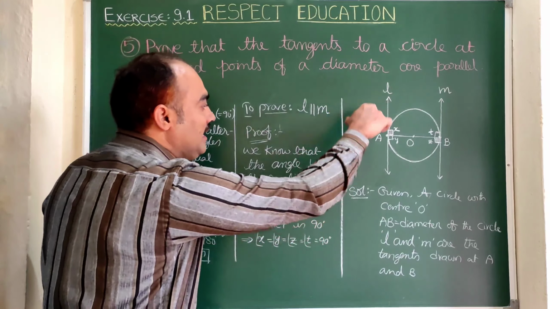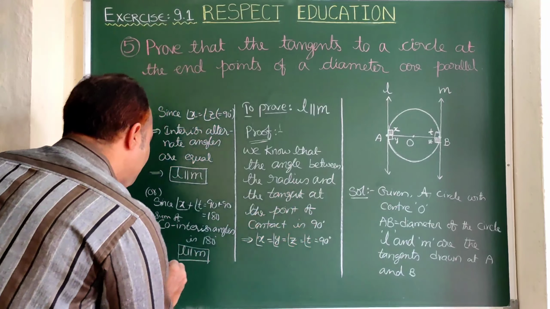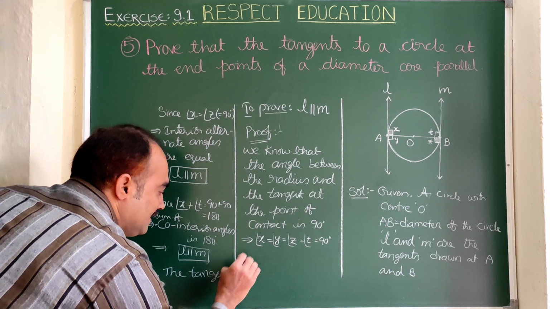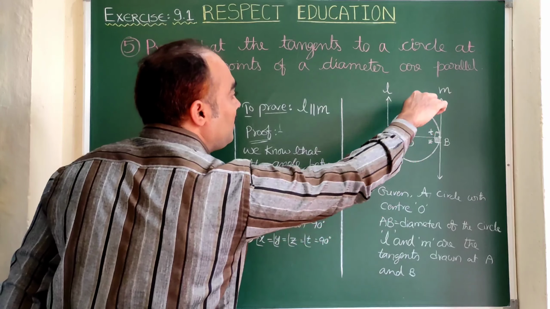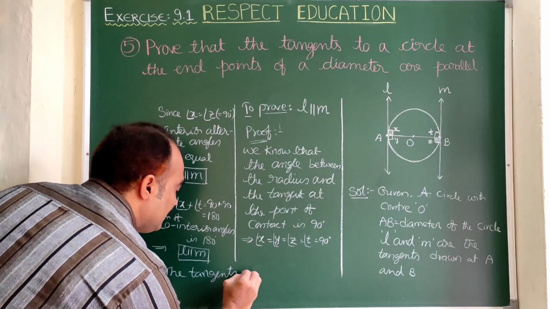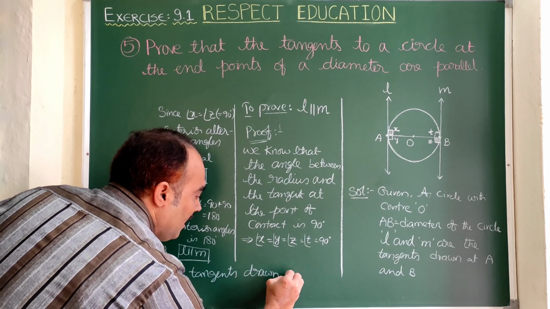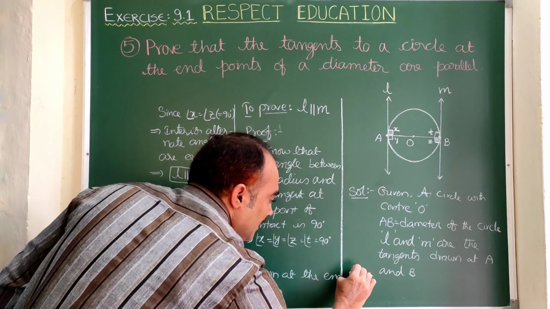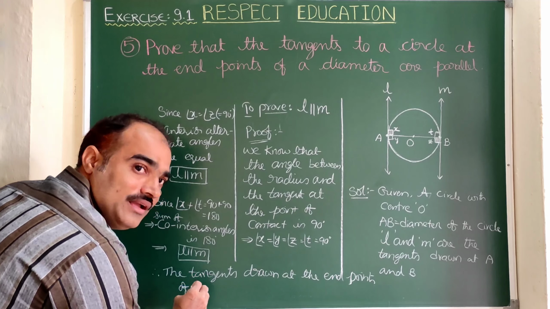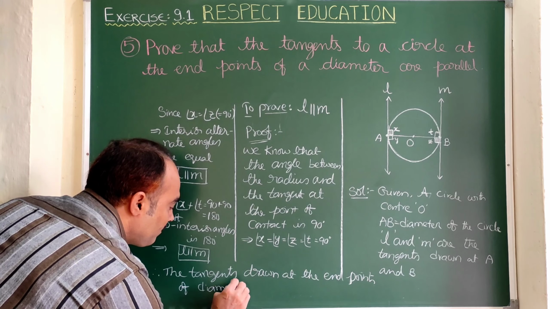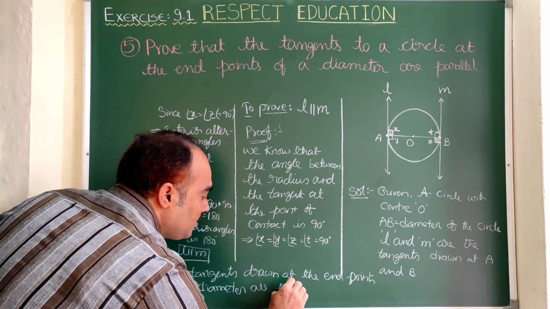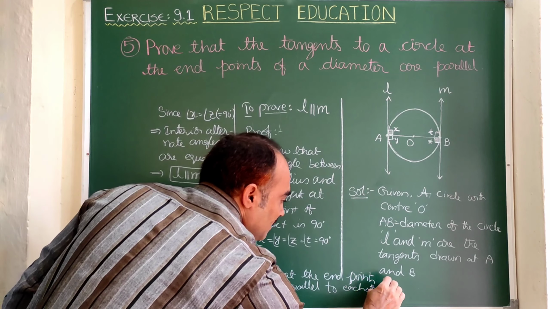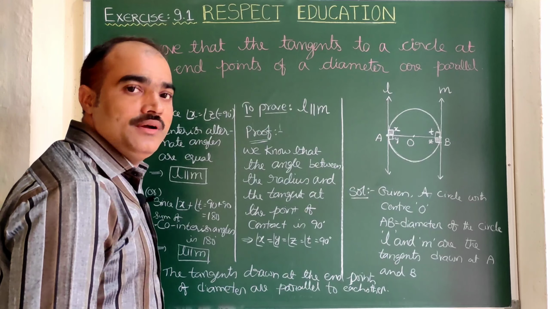That means here L is a tangent and M is a tangent. Therefore the tangents, which kind of tangents? Drawn at the end points of diameter. The tangents drawn at the end points of diameter are parallel to each other. So with this, problem number 5 gets completed.